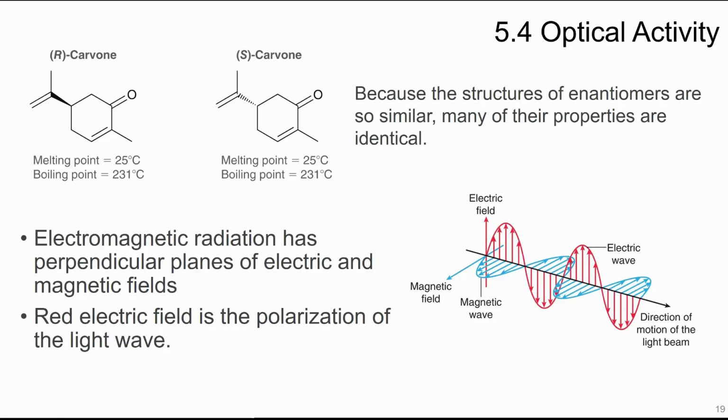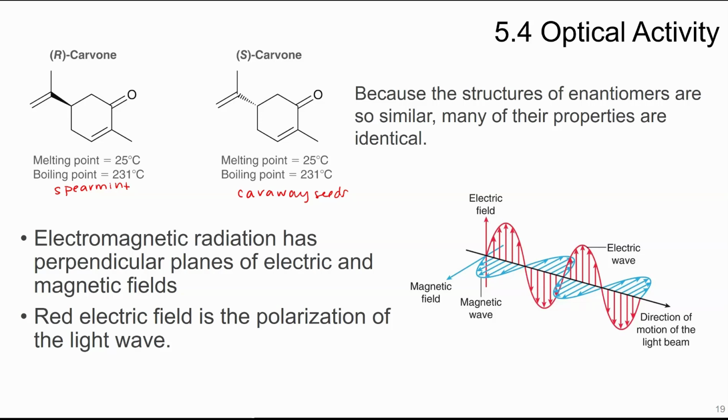So in the last presentation, we looked at carvone, which if you recall is the spearmint, and this was the caraway seeds. The structures of enantiomers are very similar, and many of their properties are identical. So these are their physical properties and not necessarily their chemical properties, but their binding sites. The melting point of both of these is 25 degrees, and they also have the same boiling point.